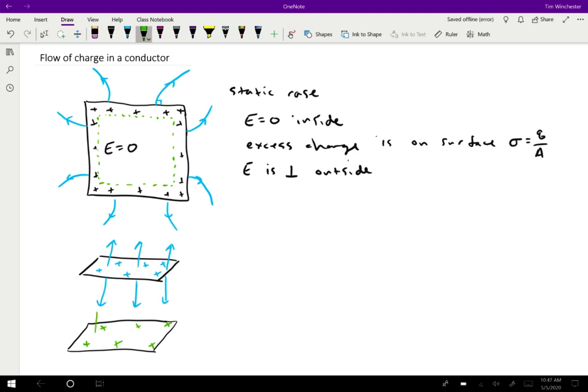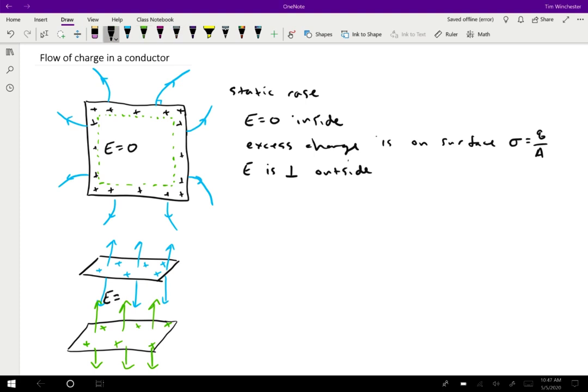Well, it will also have an electric field, some pointing up and some pointing down, like this. But then inside, those two electric fields will cancel. So the blue electric field points down, the green electric field points up, and when we do superposition on those, the electric field inside becomes 0.